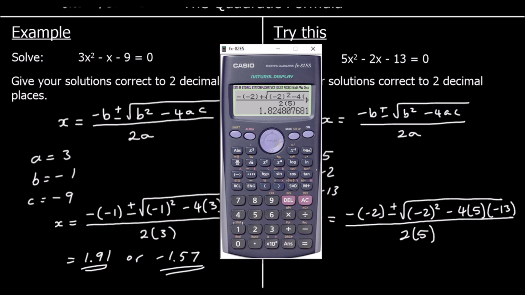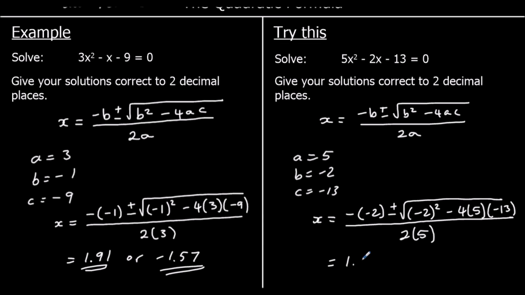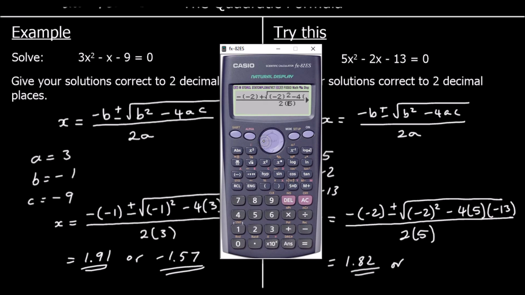So the first answer is 1.82. And if we change the plus to a minus, we're going to get our second answer, which is -1.42.